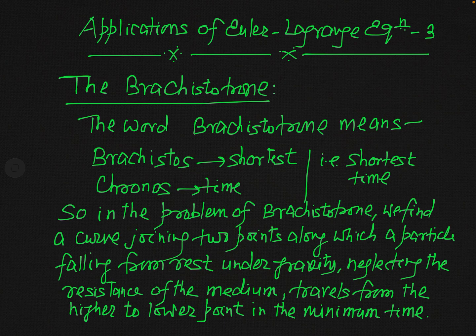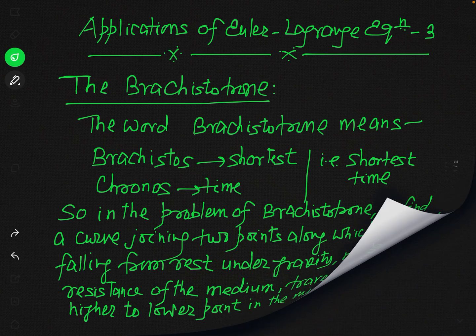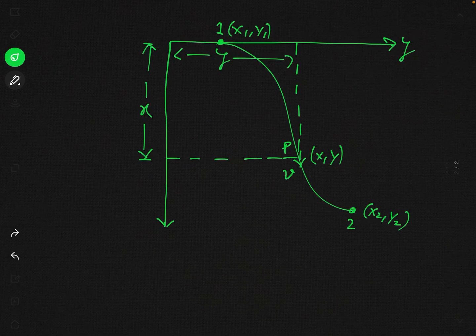In this problem, we find a curve joining 2 points along which a particle falling from rest under gravity, neglecting the resistance of the medium, travels from the higher to the lower point in the minimum time. So our problem is to find the path followed by the particle falling under gravity without any resistance, the path for which the time will be minimal.